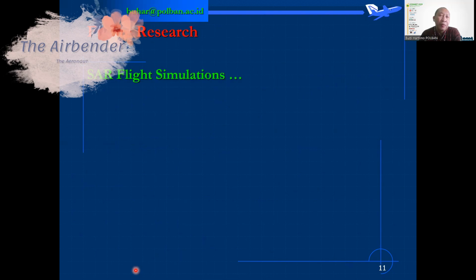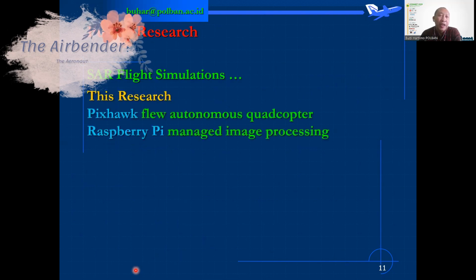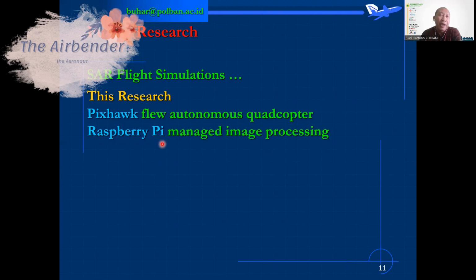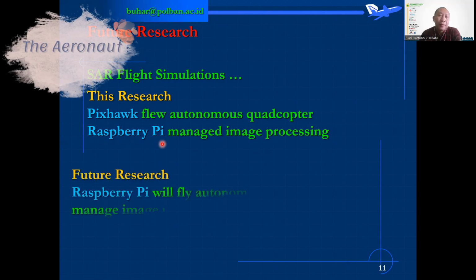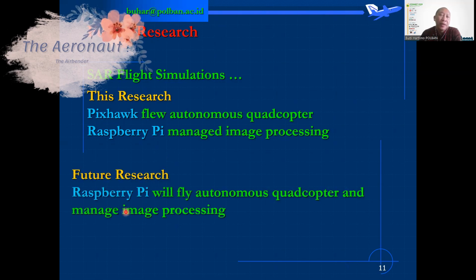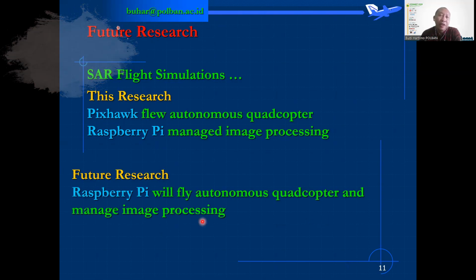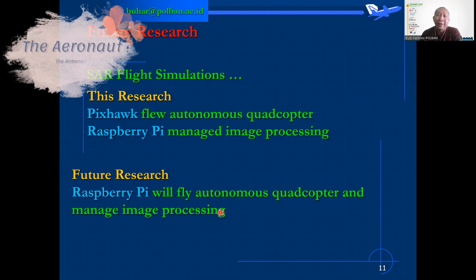The search and rescue flight simulations in this research employ FixHop to fly the autonomous quadcopter and the Raspberry Pi to manage image processing. In future research, the Raspberry Pi will fly the autonomous quadcopter and manage image processing altogether.